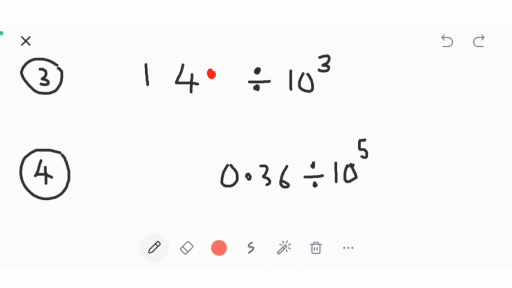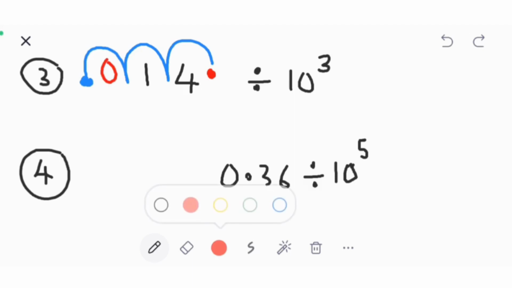So the decimal point is here. So because the power is 3, we will move the decimal point 3 times. Let's do that now. So you move it. This is 1. You move it again, 2. And then for the last time you move it again, you have 3. The decimal point is now here. Do we have any empty space? Yes, we do. You write 0 in the empty space.